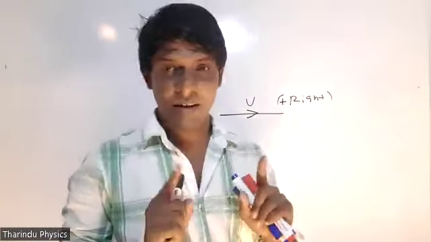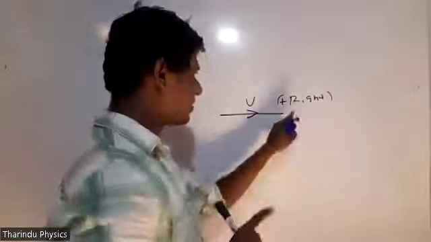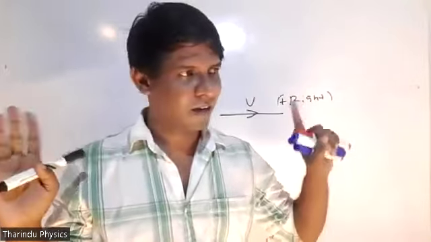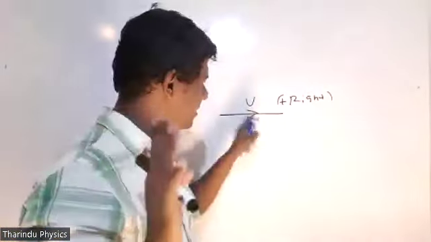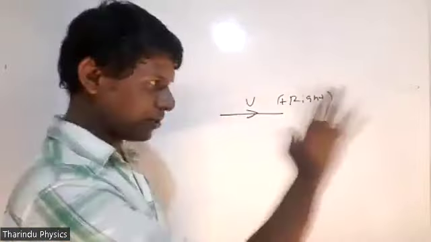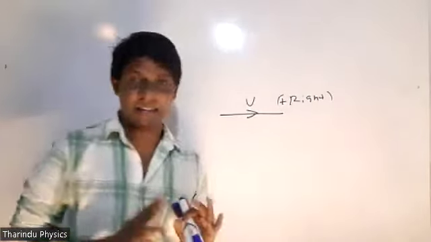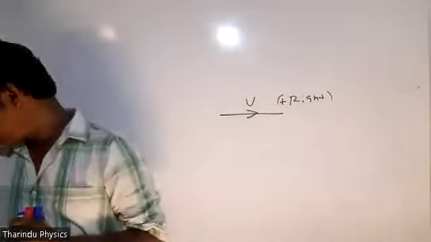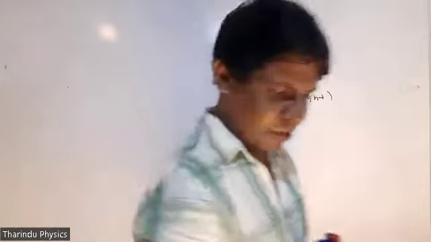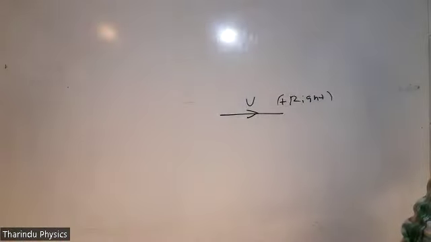Now have a good look. You can't change the arrow after that. After that, you can't change the direction of the arrow because you have given the positive direction as here. Now it is something like this. Let me show you that with a good example.